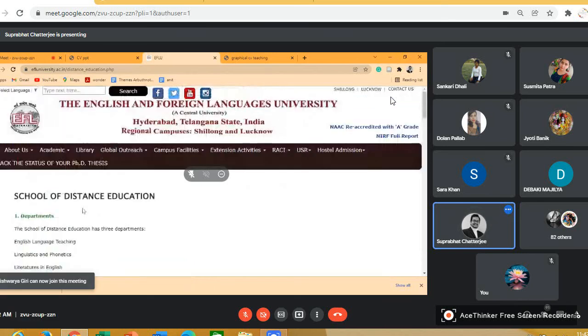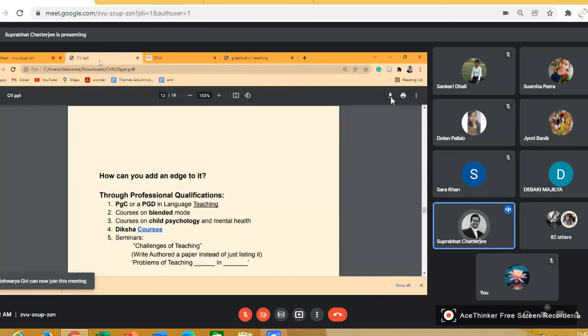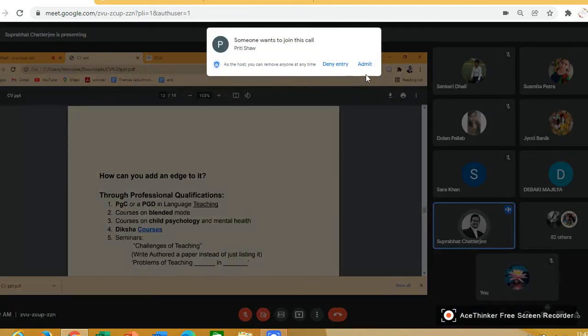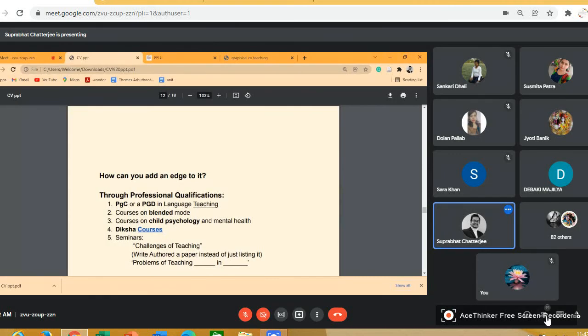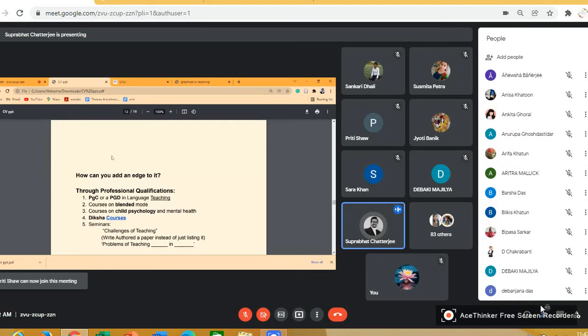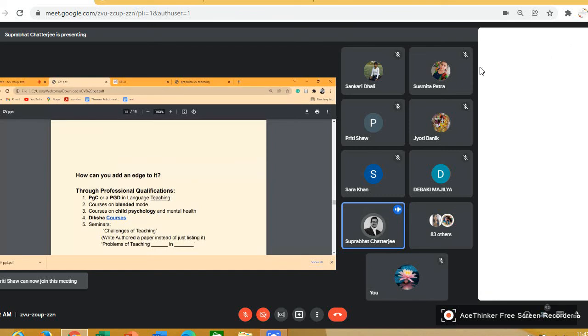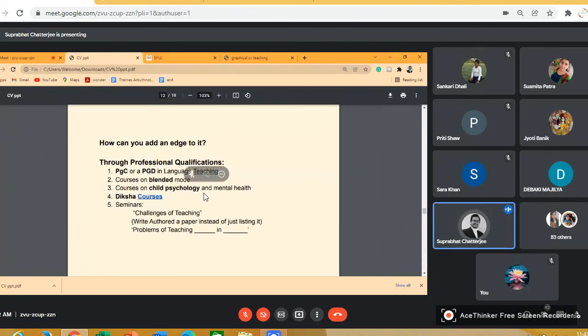You can pursue this. Okay, and this is there, in from India. It's a very reputed university in language and teaching. So you can do this postgraduate certificate or postgraduate diploma, especially for the language teachers. Once again, you can do a course on blended mode, you can do a course on child psychology and mental health, you can do Diksha courses. These are now specific courses, these are designed by the government of India.